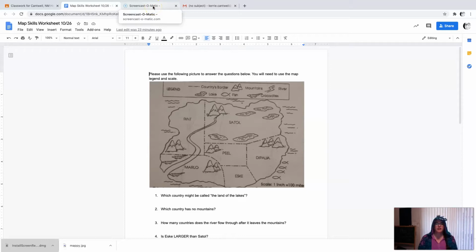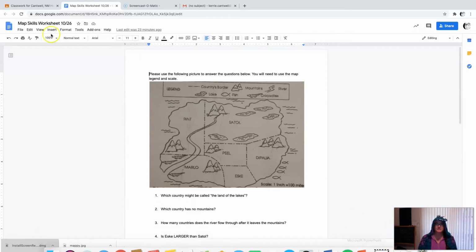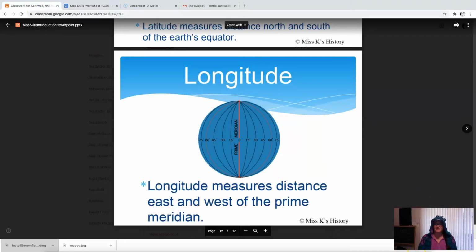We really got to practice this map work so that you guys have these skills for when you grow older. You may need to read a map one day. You just never know. All right? So go get started.